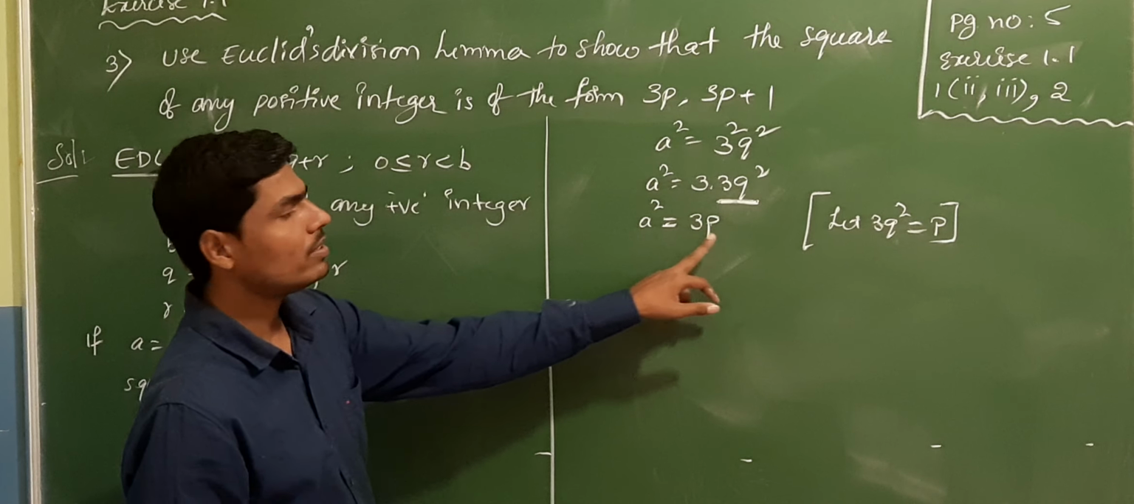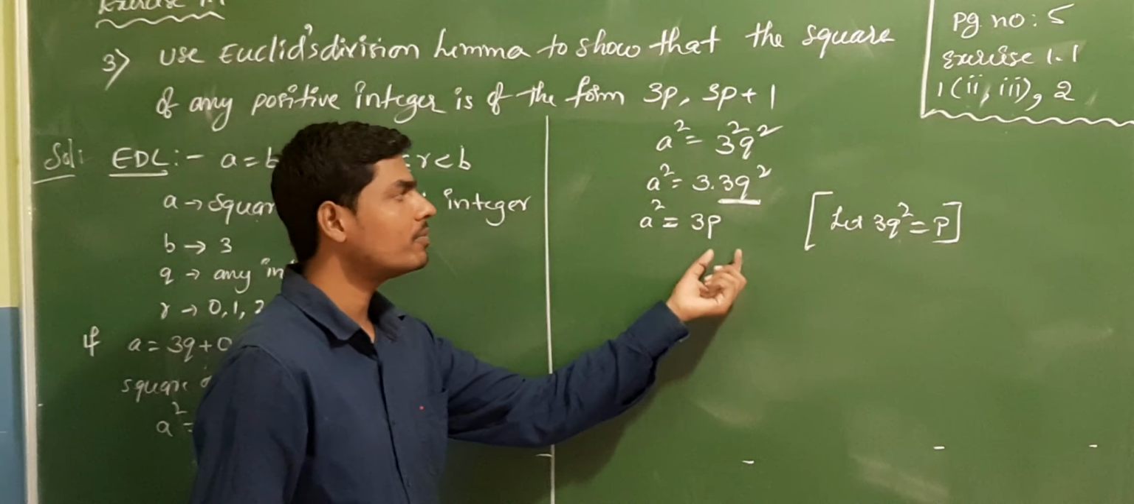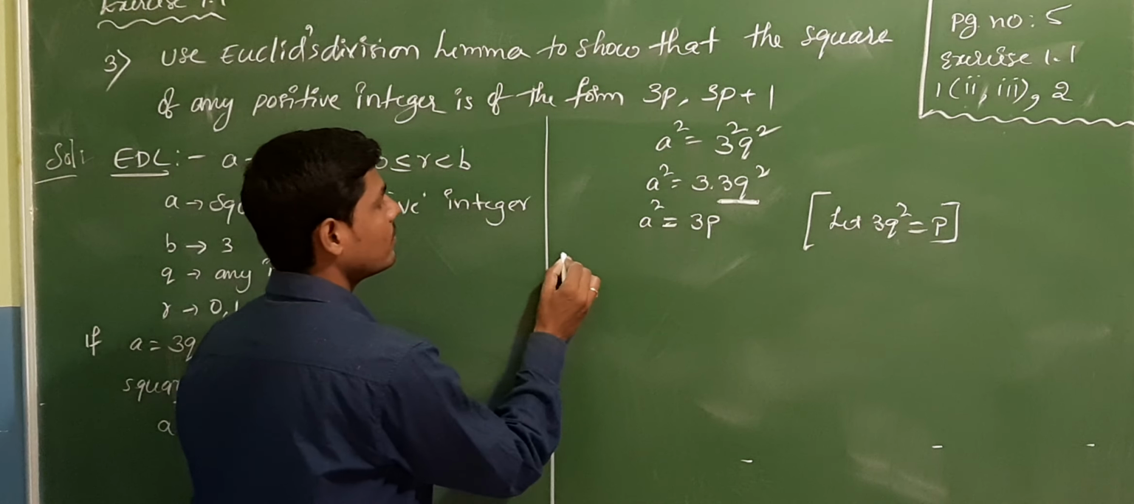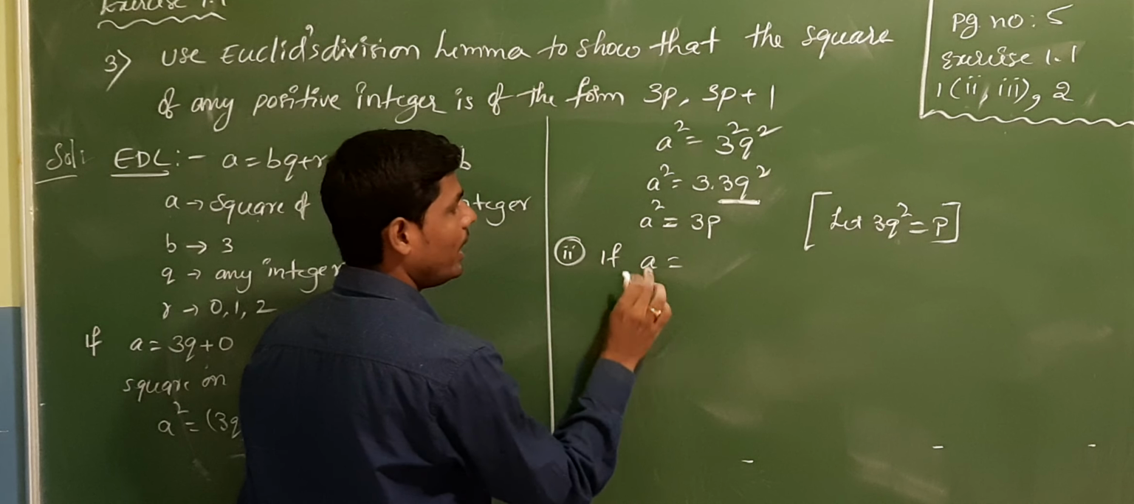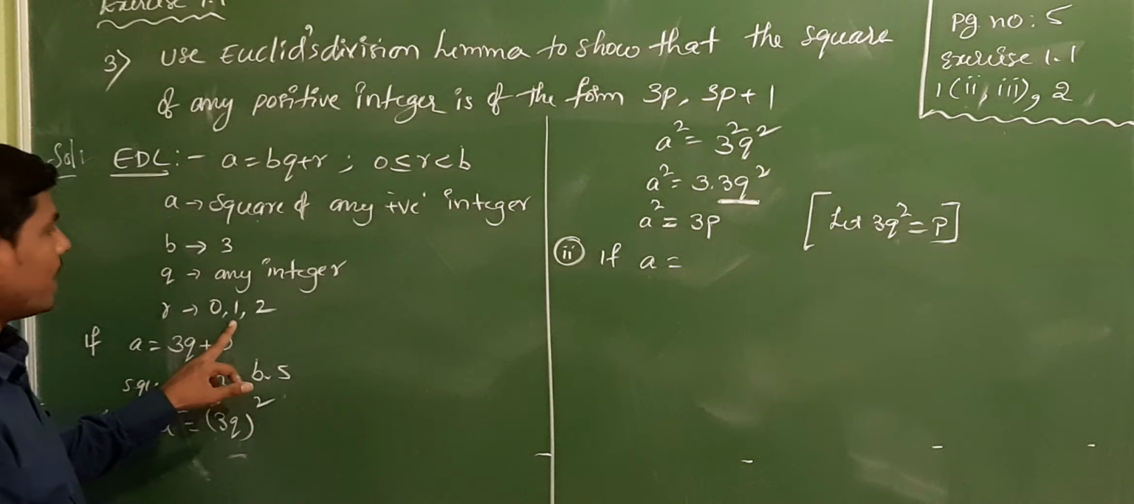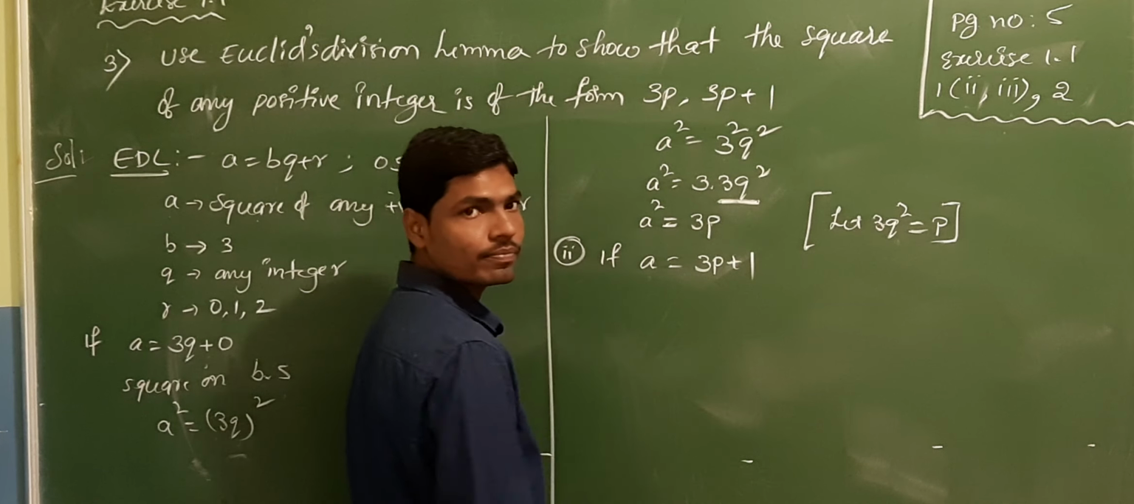Now a square is equal to 3p. If you take the remainder 0, we get it in the form of 3p. Next, second case. If a is equal to, now go with remainder 1, that is 3p plus 1.